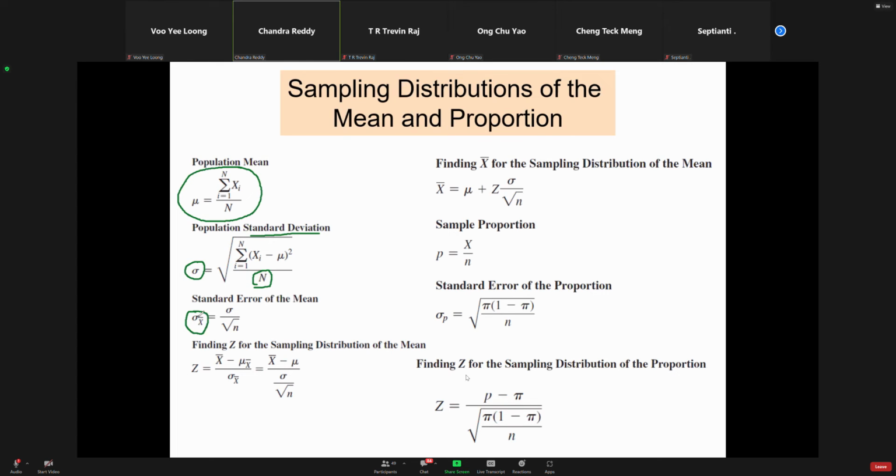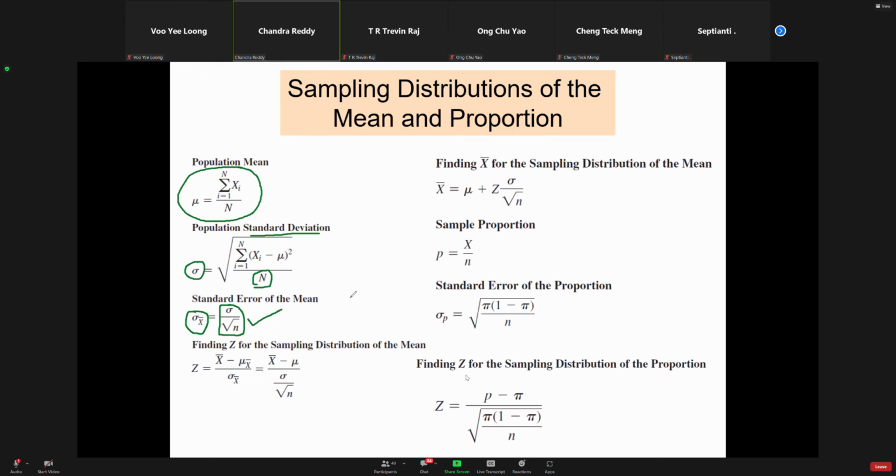For the sample, the standard deviation will be sigma over square root of n. Sigma is the population standard deviation, and n is the sample size. Please take note, this formula is important. This is part of your central limit theorem, which is also known as the standard error of the mean.